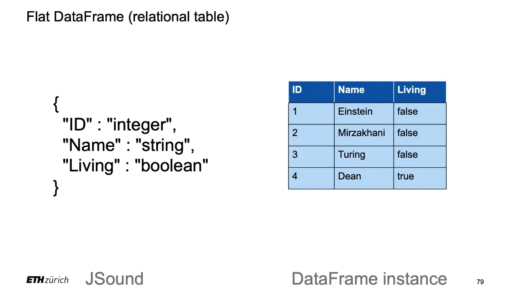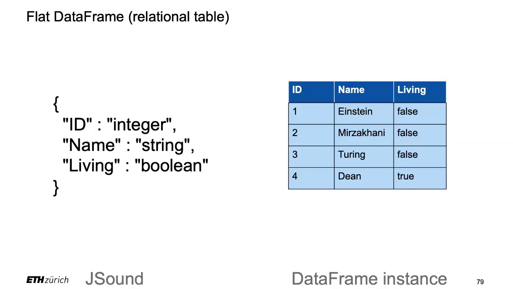Who sees that? Who agrees with that? Who doesn't see it yet? I think you all do. Okay, so the first document has ID 1, name Einstein, living false. The second one has ID 2, name Mirzakhani, living false. The third one has ID 3, name Turing, living false, and so on. Okay, so these are 4 JSON documents.